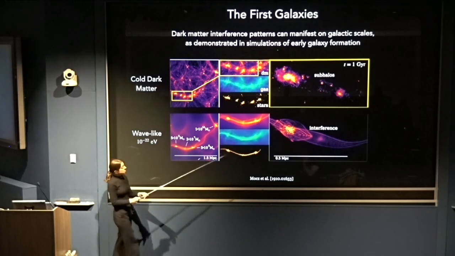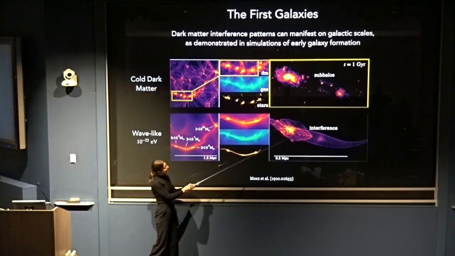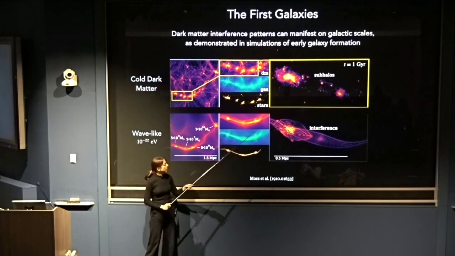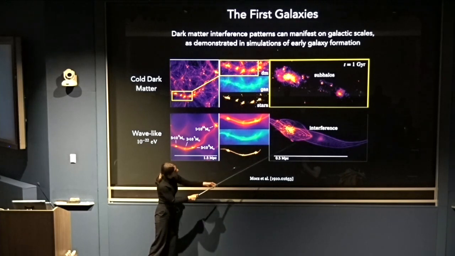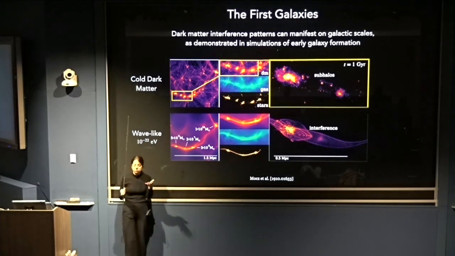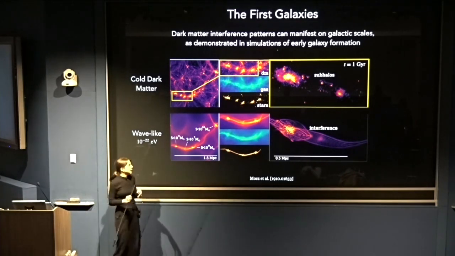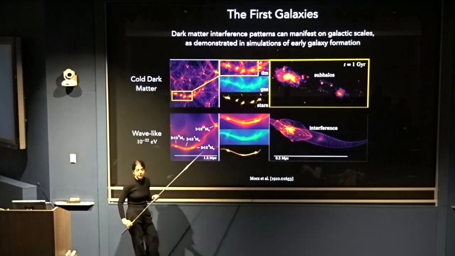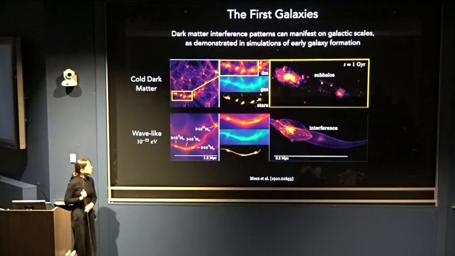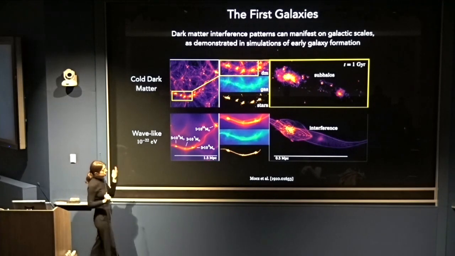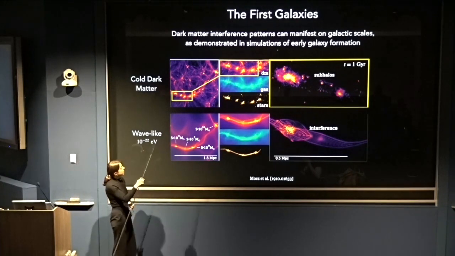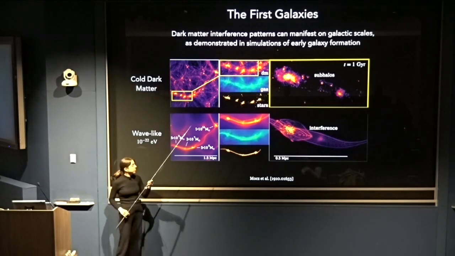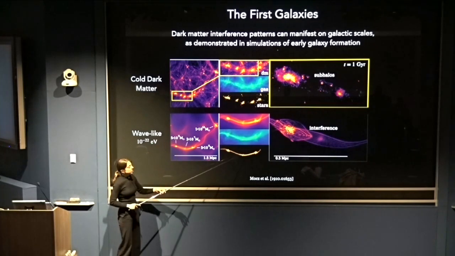And zooming in even more, you can actually see these interference effects that are occurring. That's literally interference between the dark matter waves, and it shows up as these kinds of structures on the galactic scales. So this is a really stunning illustration of how changing the dark matter properties changes the observations that we make.